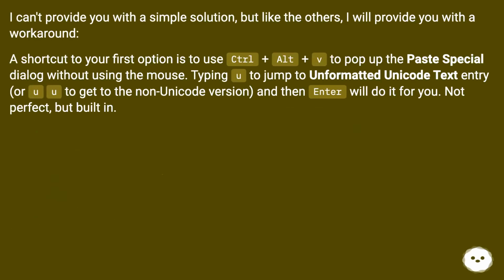I can't provide you with a simple solution, but like the others, I will provide you with a workaround. A shortcut to your first option is to use Ctrl+Alt+V to pop up the Paste Special dialog without using the mouse. Typing U to jump to unformatted Unicode text entry, or U to get to the non-Unicode version, and then Enter will do it for you. Not perfect, but built in.